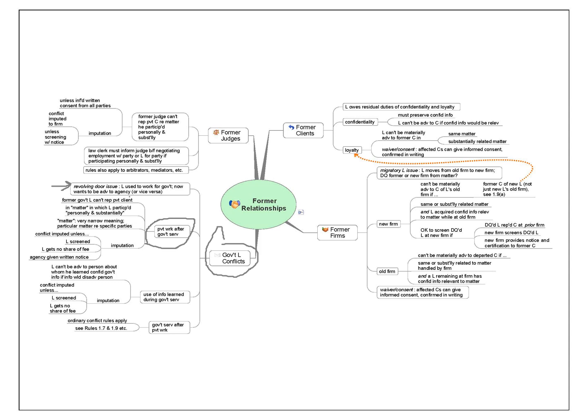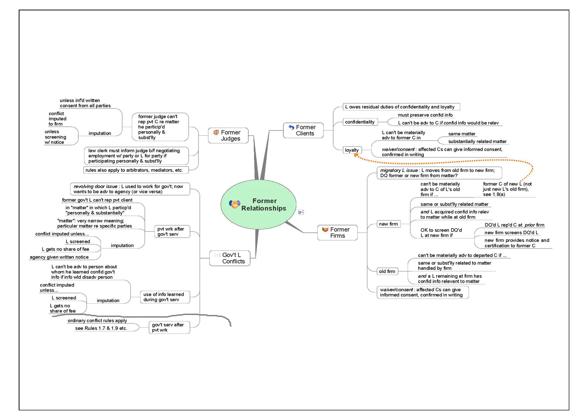Can this former IRS lawyer use information learned at the IRS against private parties? Well, the short answer is no. The lawyer cannot be adverse to a person about whom he learned confidential government information if that information would disadvantage that person. Is this imputed? Yes, it's imputed unless the lawyer is screened and gets no share of the fee.